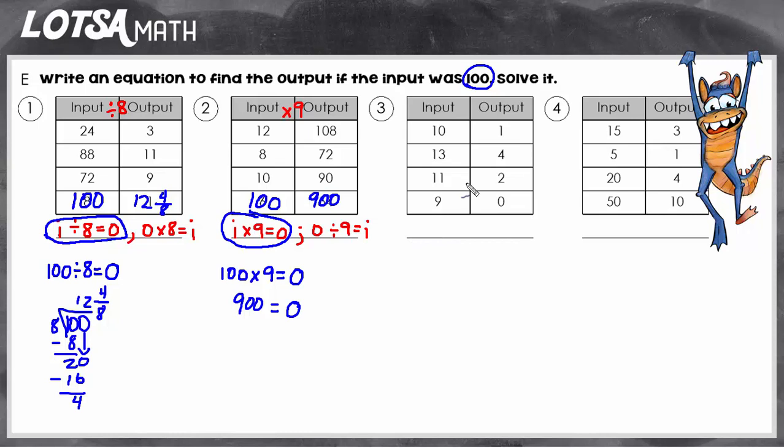Let's do one more together. So if I look at number 3, I can see that the rule is minus 9. So my two equations would be input minus 9 equals the output, or output plus 9 equals the input. And again, I'm going to go with the one that equals the output because that's what I'm looking for. I'm looking to find the output. So now I just have to substitute 100 for the variable I.